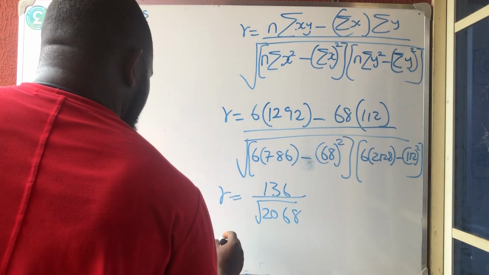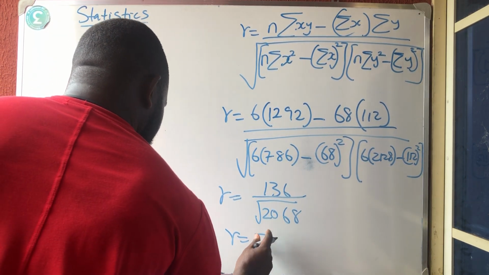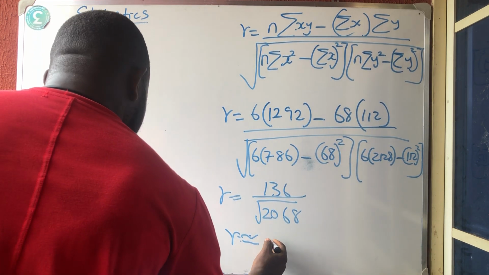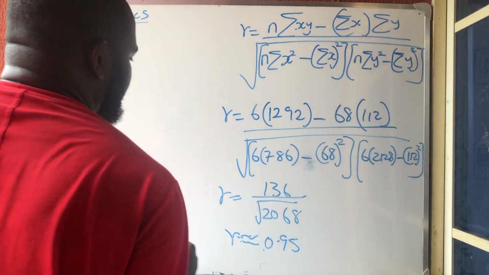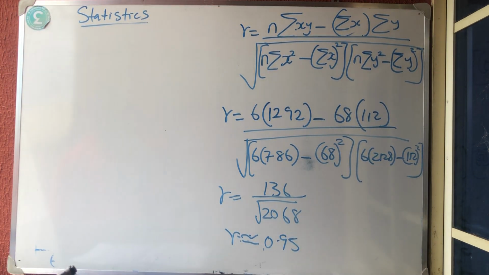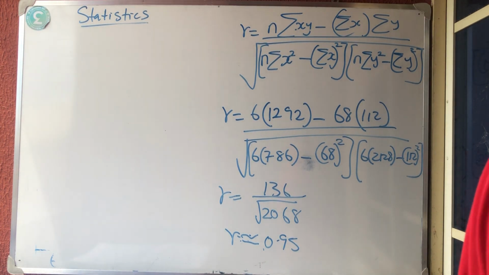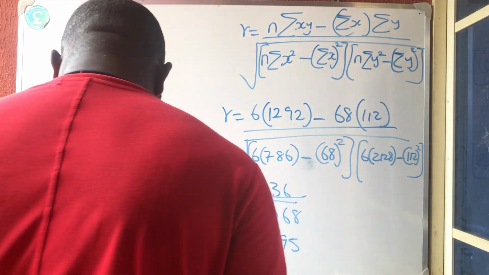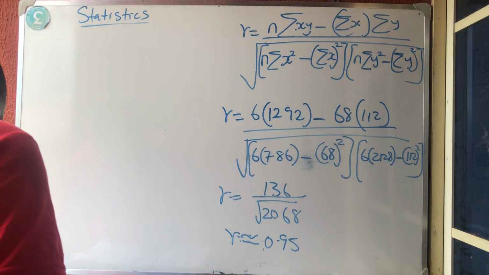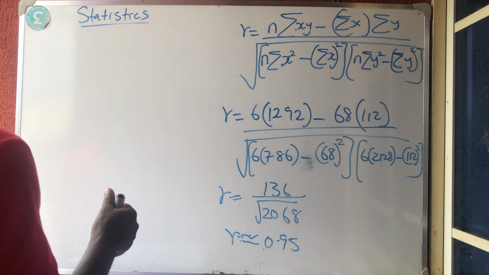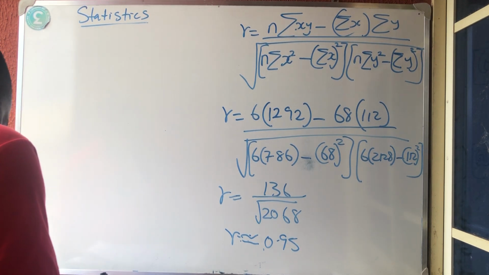2068. So r will now be approximately 0.95, and 0.95 is what? High positive correlation. Okay, so that is that. High positive correlation.